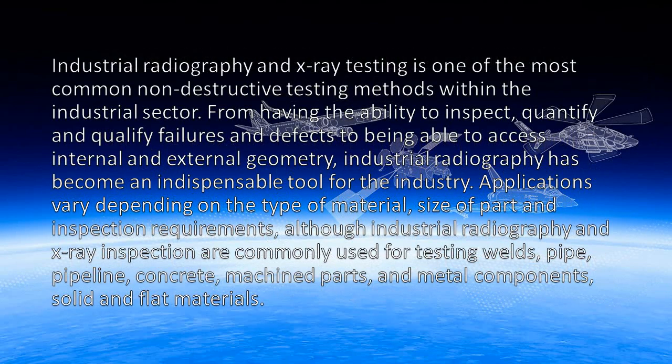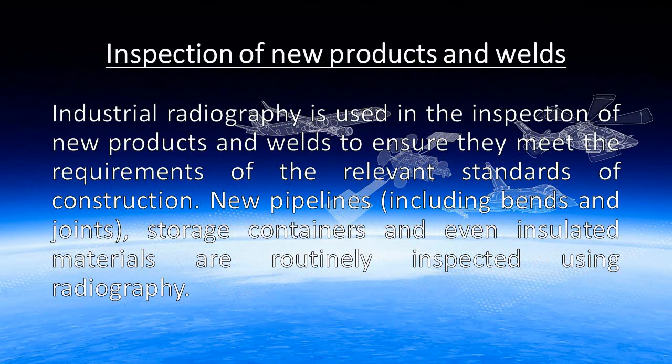Radiography and X-ray testing is one of the most common non-destructive testing methods within the industrial sector. From having the ability to inspect, quantify and qualify failures and defects to being able to access internal and external geometry, industrial radiography has become an indispensable tool for the industry. Applications vary depending on the type of material, size of part, and inspection requirements. Industrial radiography and X-ray inspection are commonly used for testing wires, pipelines, concrete, machine parts, metal components, and solid and flat materials.